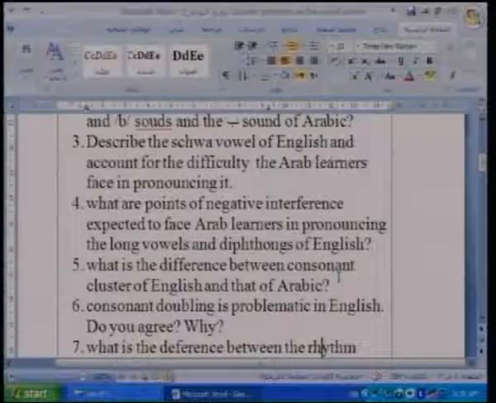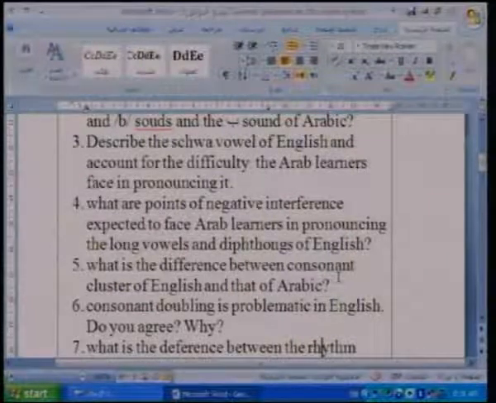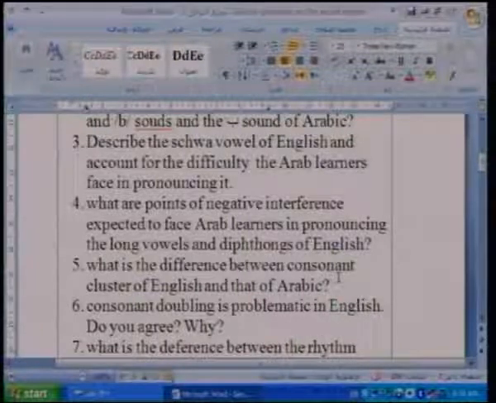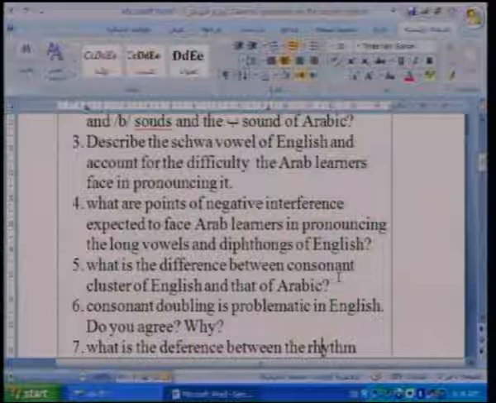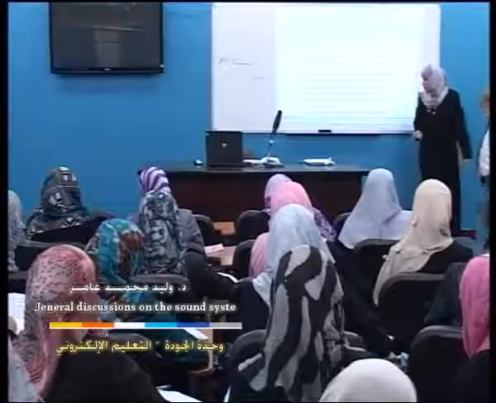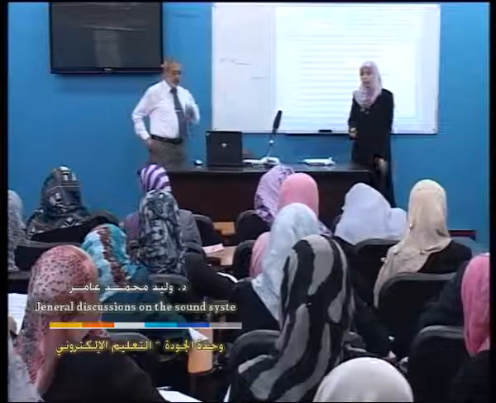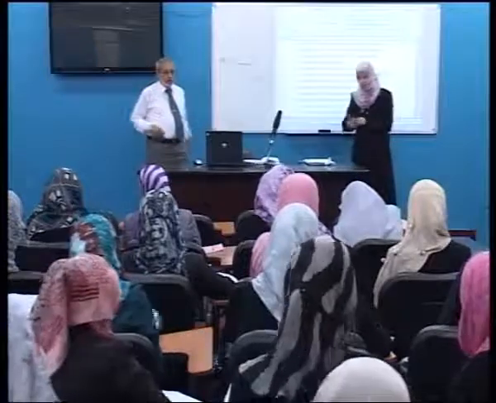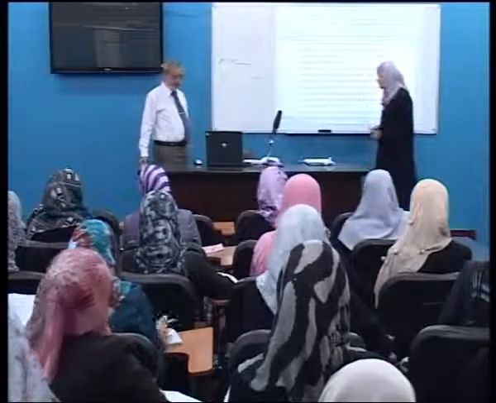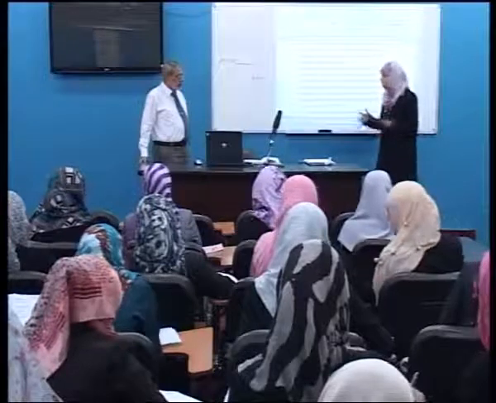Fine. Consonant doubling is problematic in English. Do you agree? Why? Okay. First, consonant doubling or gemination is something not found in English, and it can only be found in Arabic. So Arab students who learn English as a second language can insert consonant doubling when they articulate English words in general.